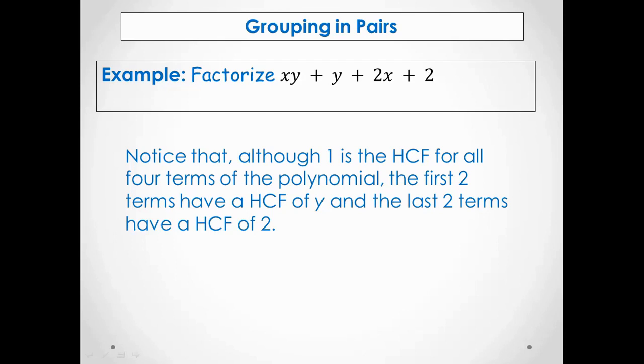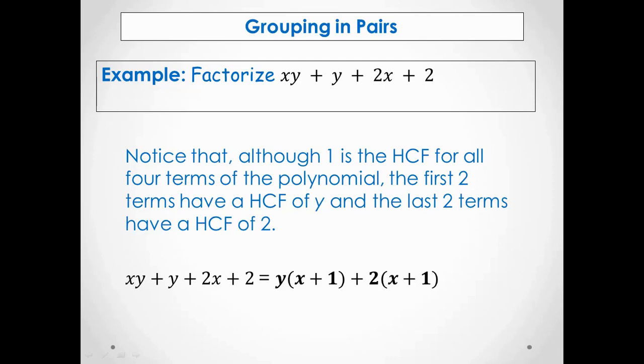Now what do we mean by that? So the first thing we want to do is regroup the terms such that each pair has a highest common factor. Then we extract the highest common factor from each pair. As we mentioned, the highest common factor for the first pair would have been y, and factoring out the y will leave us with x plus 1. And then for the second pair, 2 is the highest common factor, so we factor out the 2, leaving us with x plus 1.